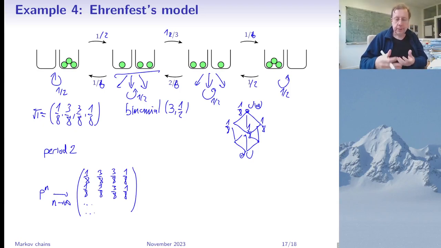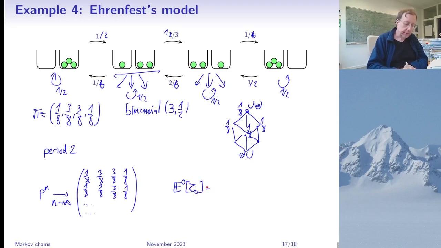Now, the other interesting thing which I mentioned in this talk is that I can compute the expectation of the return time to zero, because that will be the inverse of pi of zero, 1 over pi of zero, and that will be 8. And for state 1 it will be 8 over 3, and so on.